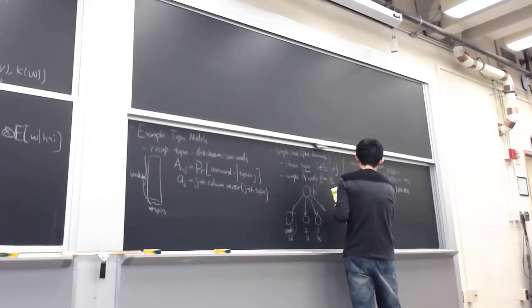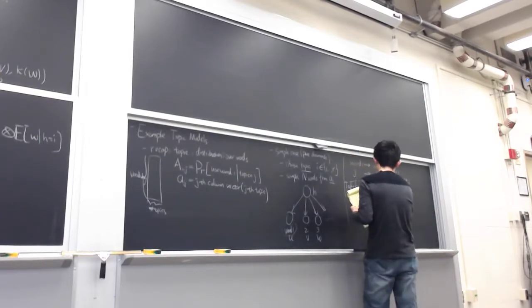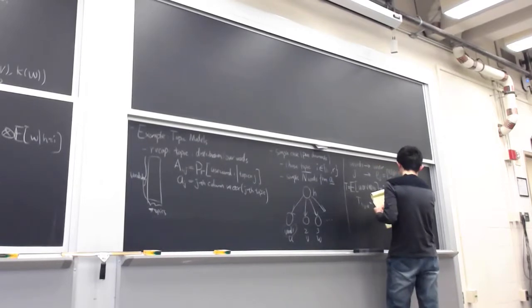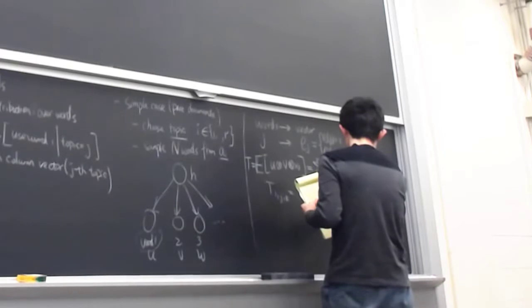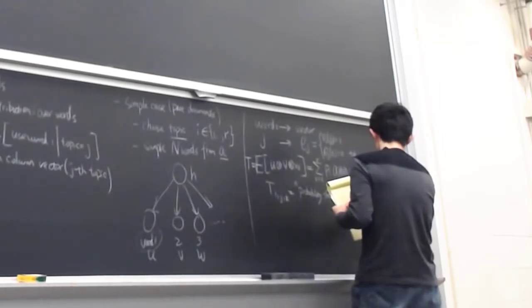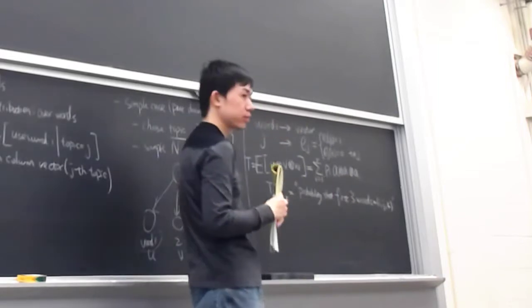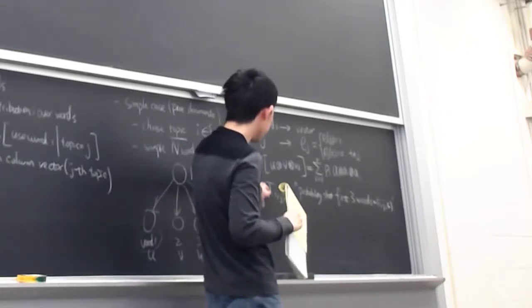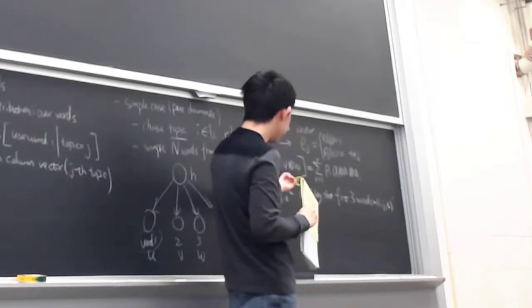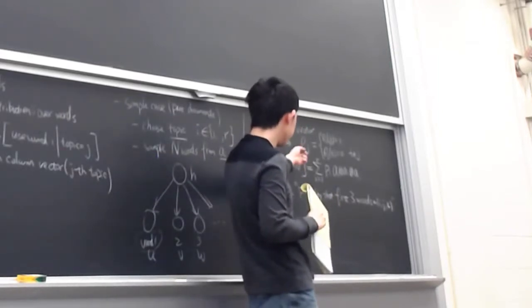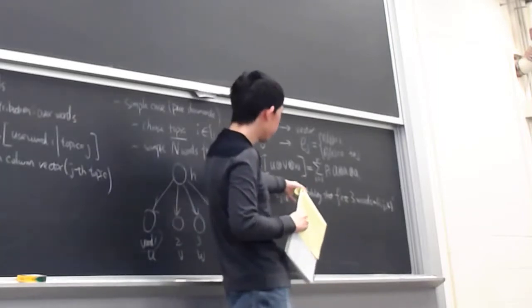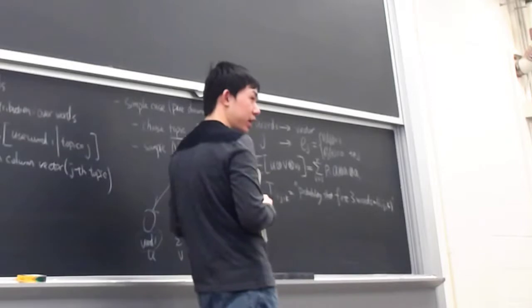So let's say this is T. Then T of i, j, k, I should think of as the probability that the first three words are equal to i, j, k. These are really just all notations. If I map words into vectors in this form, this is the expectation. Its entries are, since these are 0, 1 variables, the expectation is really equal to the probability that the first three observations are equal to i, j, and k.